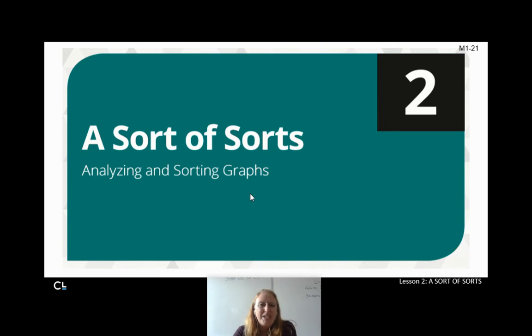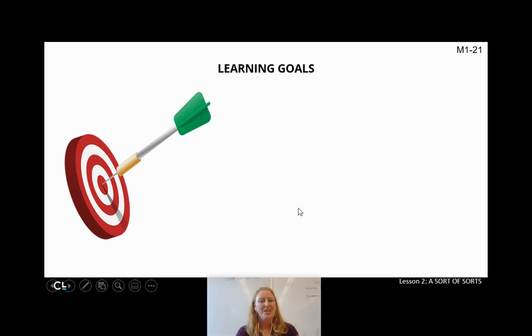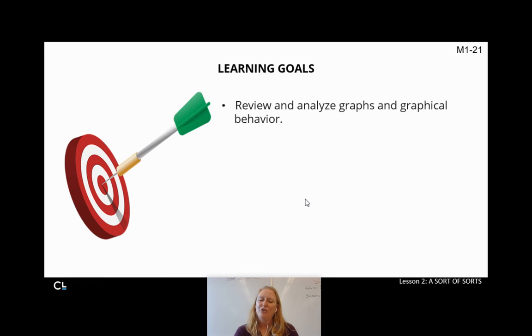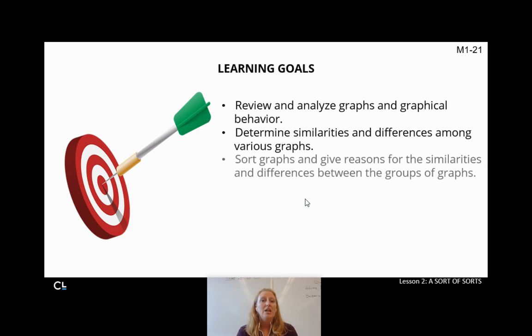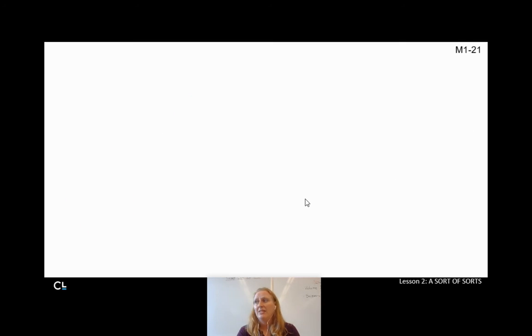So we're getting used to graphs again. We're getting used to writing coordinates again. We're getting used to our quadrants, right? We're getting used to where things go again. So today we're going to start analyzing and sorting graphs. It's almost like having a deck of cards. We're going to be playing with these guys today. So our goals today are to review and analyze graphs and graphical behavior, to determine similarities and differences among various graphs, and to sort graphs and give reasons for the similarities and differences between the groups of graphs.